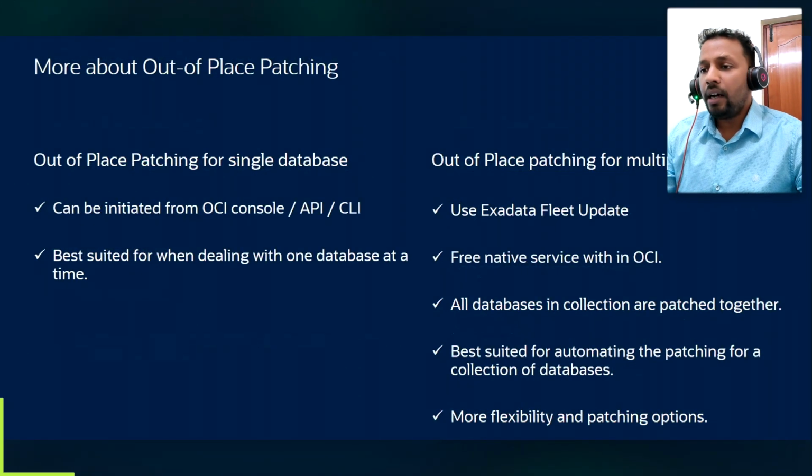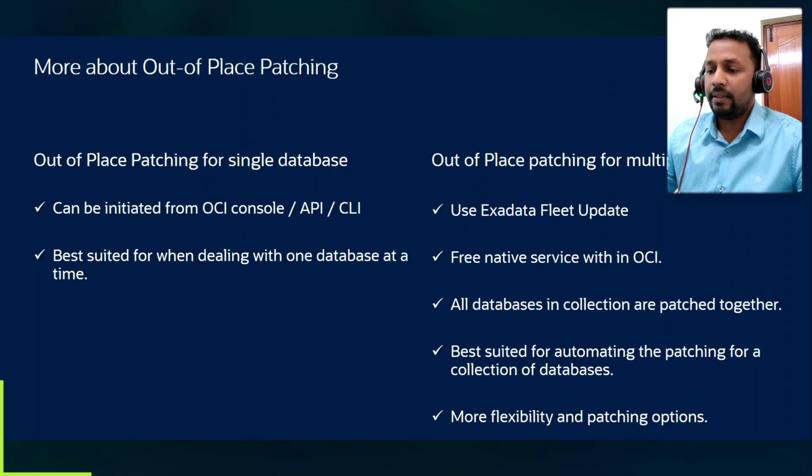Now, when I say out-of-place patching, there are two kinds of out-of-place patching. One is out-of-place patching from the console, where you select a particular database and then perform the out-of-place patching from the console. Whereas if you want to do the out-of-place patching for multiple databases or at a fleet level, that is when we need to make use of a feature called Exadata Fleet Update. It's a native service within OCI. And we'll talk more about Exadata Fleet Update, how to do it, in the upcoming slides.